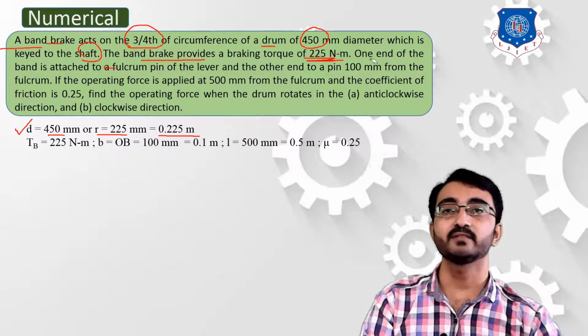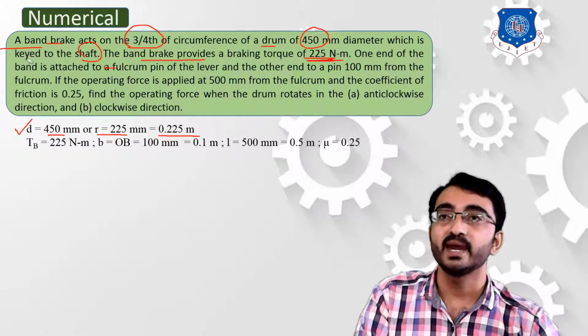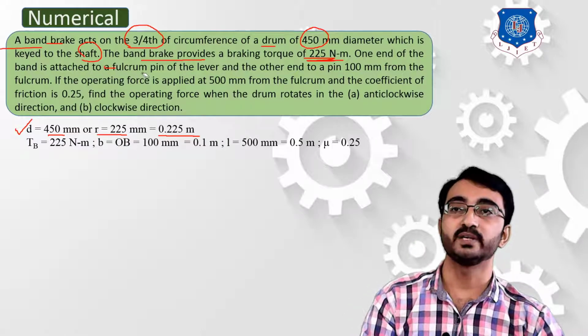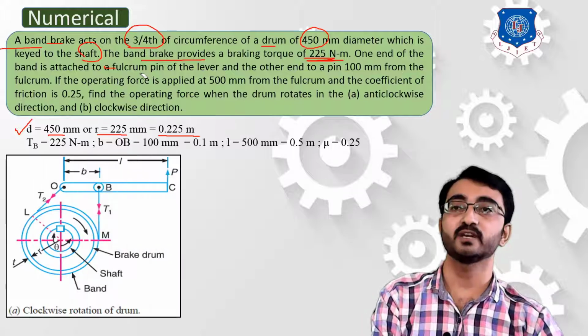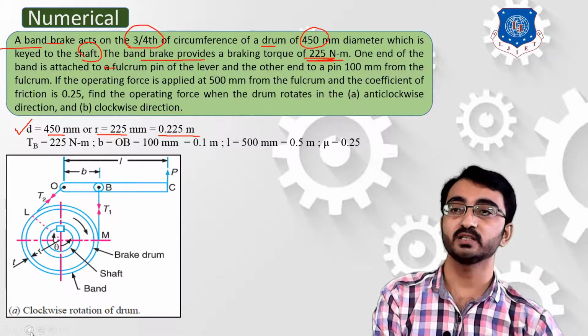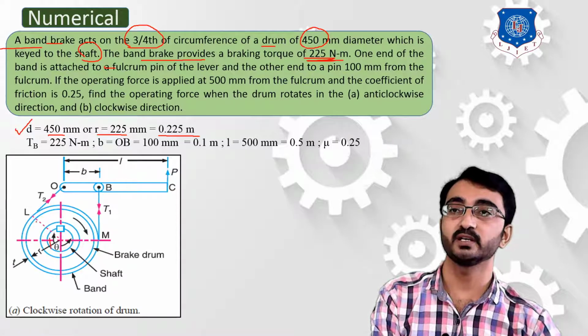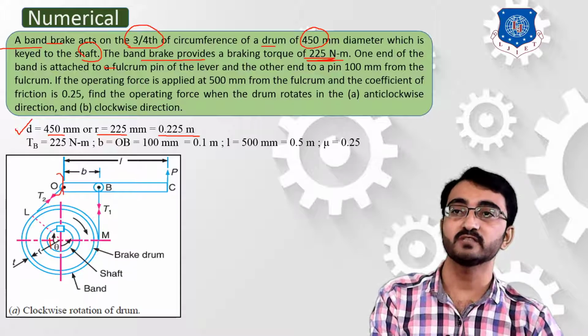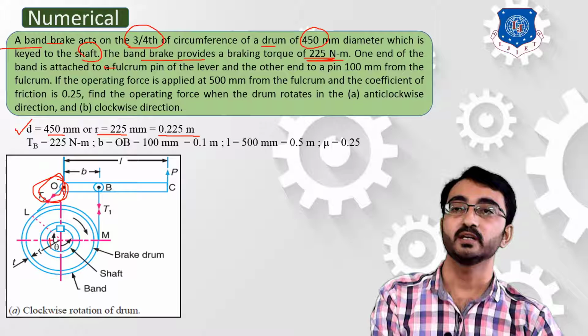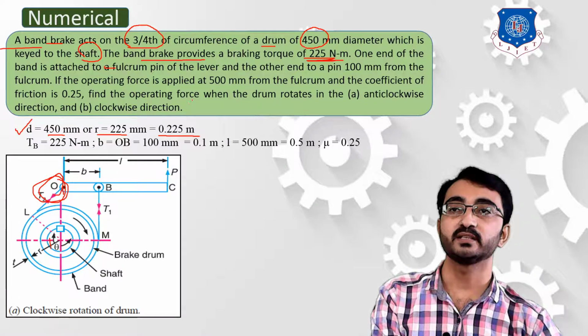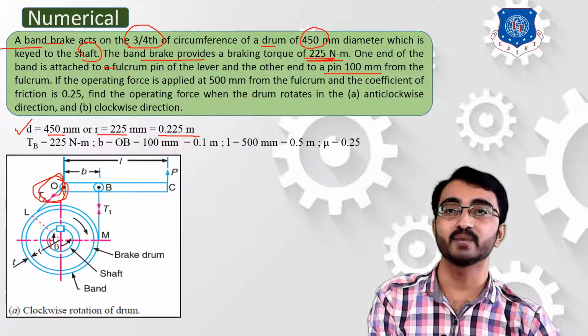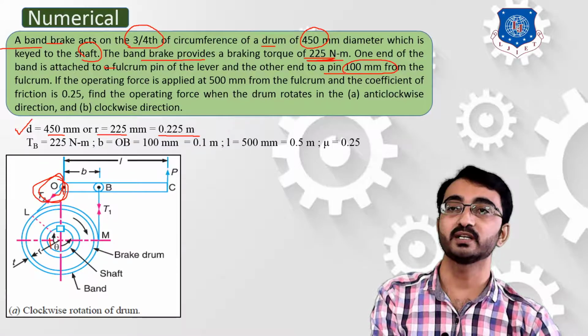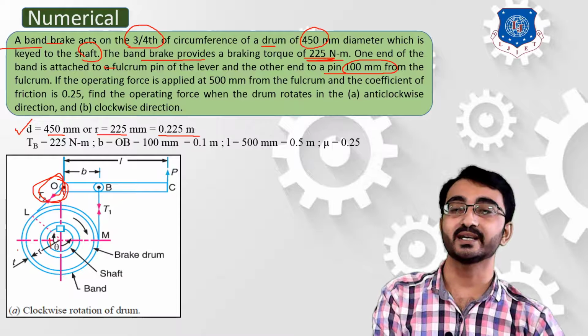The next data that is given: one end of this band is attached to a fulcrum pin. You can refer to this diagram. In this diagram we can observe that with respect to this fulcrum pin, that is the O point, they have given the lever and the other end of the band at 100 mm. So the first data they have given is that it is a 100 mm distance.